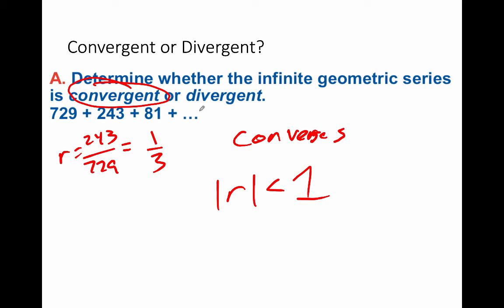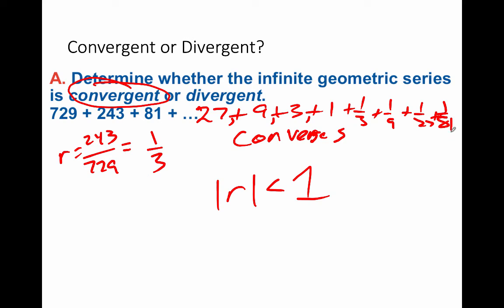If I continued on, I would go times a third, 81. What is 81 divided by 3? 27, and then plus 9, and then plus 3, and then plus 1, and then plus a third, and then plus a ninth, and then plus a 27th, and then plus an 81st. So I'm getting so small that my number is just going to head towards a value because I will no longer be adding on anything of significance.